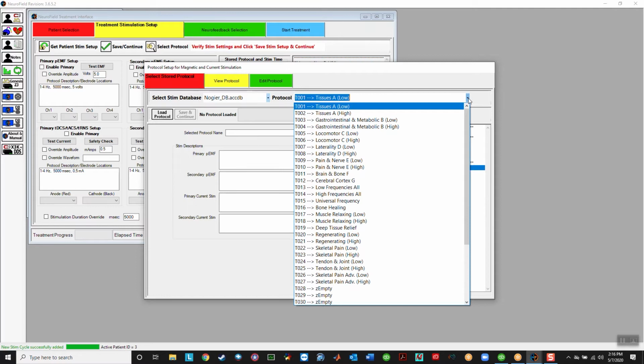He designated his protocols here. There were 7 of them, and they're in a specific order. They're lettered A, B, C, D, E, F, and G. They're meant to be used in order. You'll see here in the database there's a low and a high for each one. The low is the original frequency that Paul Nogier created, and the high is the laser light equivalent that was made by his followers.